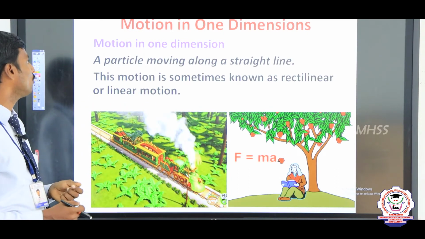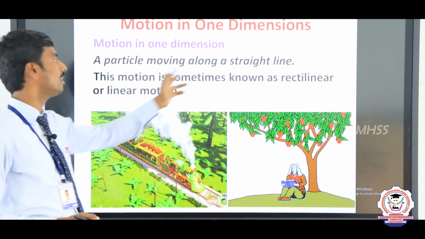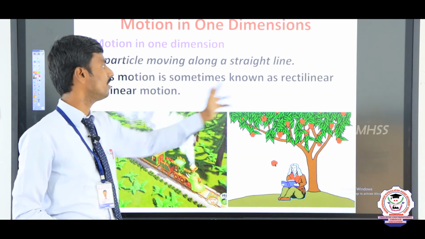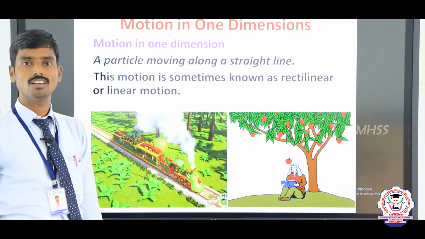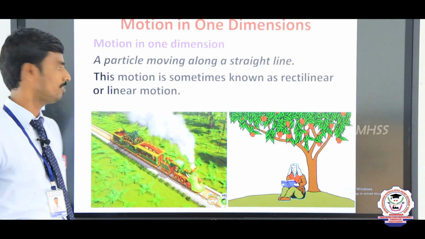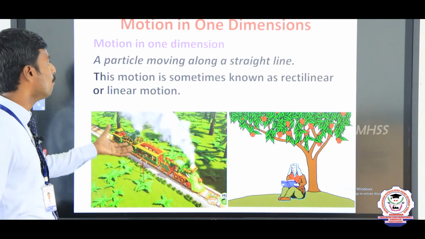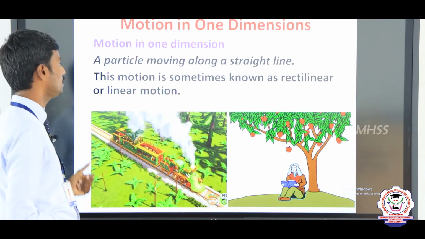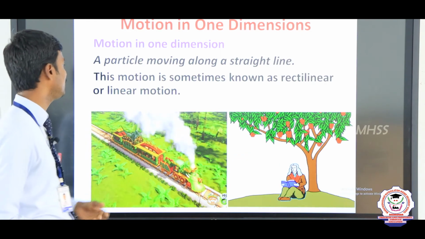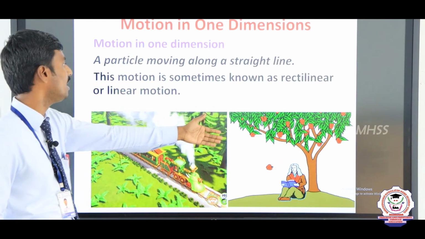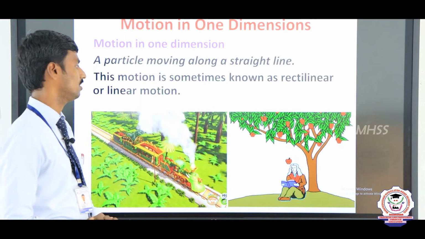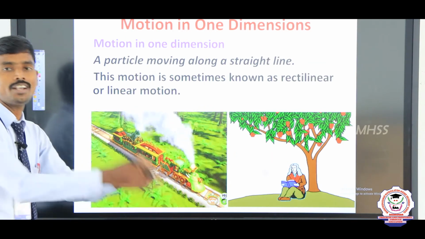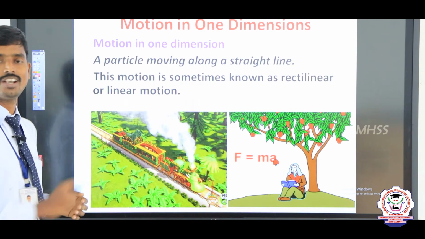The definition for one dimension: a particle is moving along a straight line. In other words, we call one-dimensional motion rectilinear motion. This is a good example: motion of a train along a straight railway track. This is the first example. The next example is an object falling freely under gravity to the earth. This is a good example for motion in one dimension. It covers only one direction.